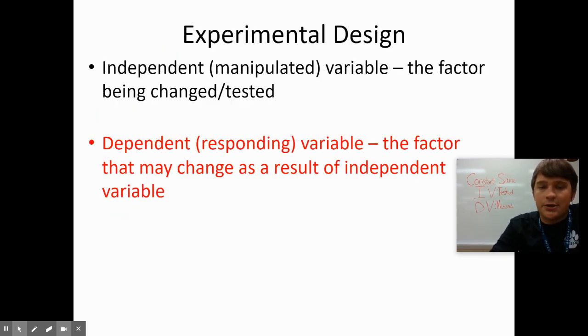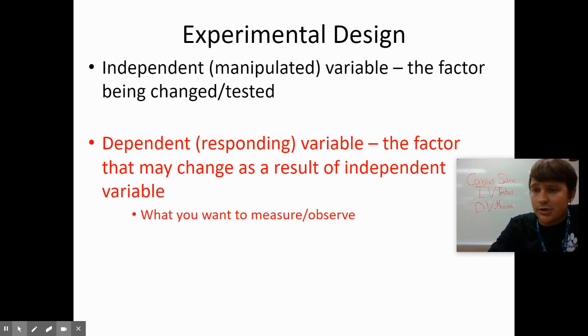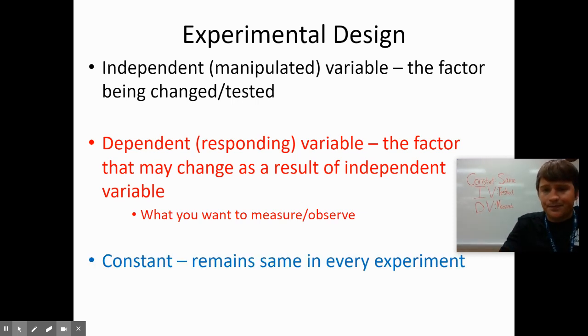Dependent variable is going to be the responding variable, or the factor that may change as a result. And this is how I think of the dependent variable. This helps me. I think of it as, what is it that we are measuring? Dependent is essentially what is going to be measured because of the independent variable. So we add all this water to different pots. What are we measuring? Specifically, if you look back, we're measuring the height of the plants.